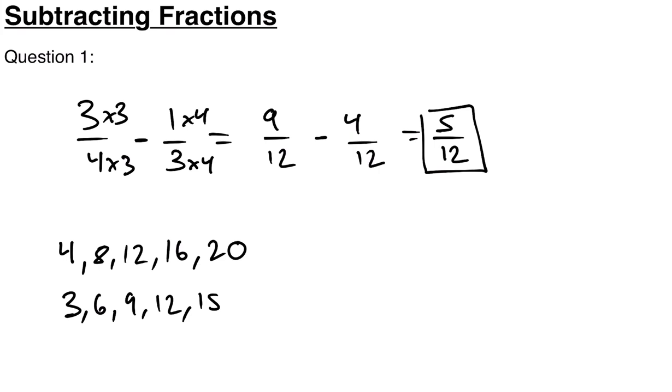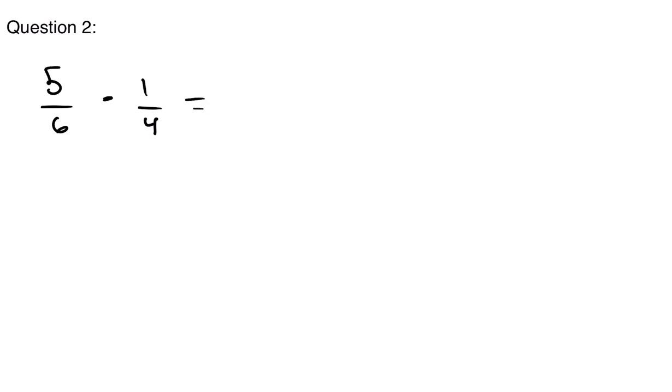Let's try another problem. And this time, pause the video and try it on your own. But let's say I were to give you 5 over 6 minus 1 over 4. Now pause the video and try it on your own. But when you come back, you'll see that the process is the same. They're both out of different things. They have different denominators. And so we need to find the lowest common multiple.